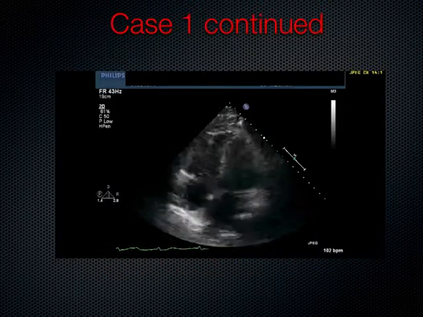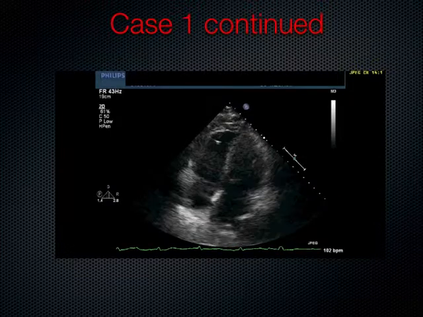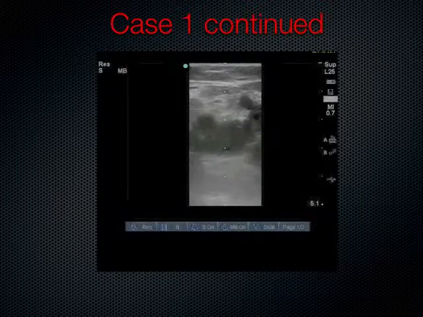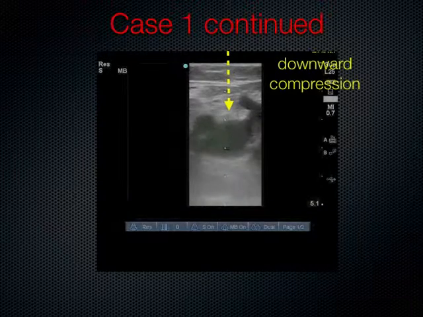Now, if you move on with this case, and we do another study on this patient, we look down at their lower extremity vasculature, and this is the femoral artery. This is the common femoral vein here. And as we compress, we use downward compression to try to compress the femoral vein walls together. Nothing happens. In fact, the femoral vein doesn't even budge. And this tells us the patient's got a deep vein thrombosis. And that goes along with the diagnosis of pulmonary embolism.